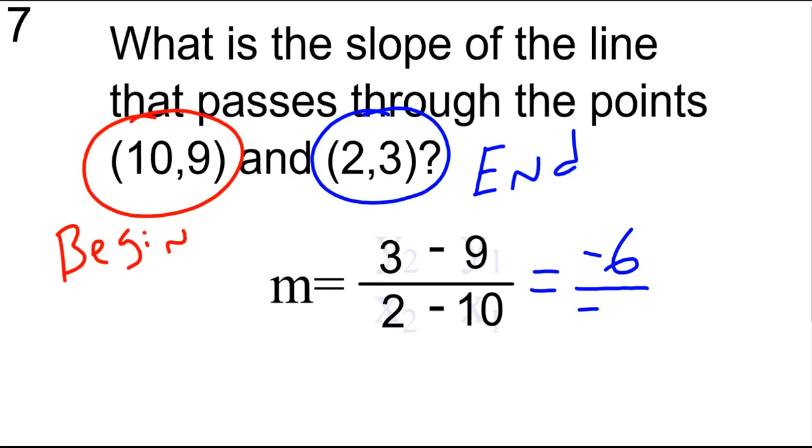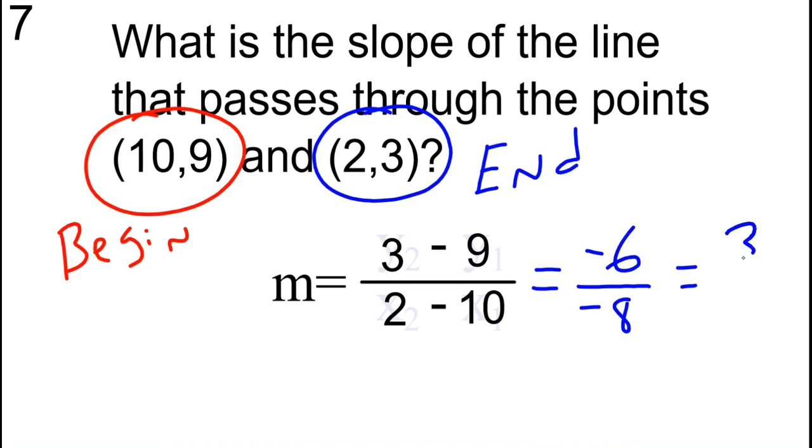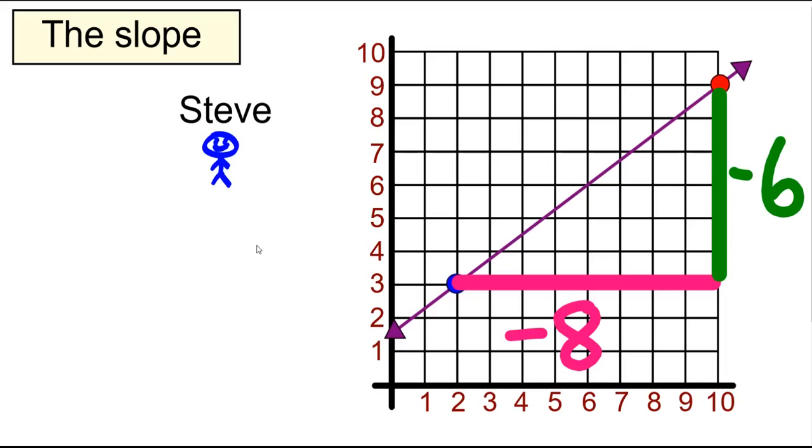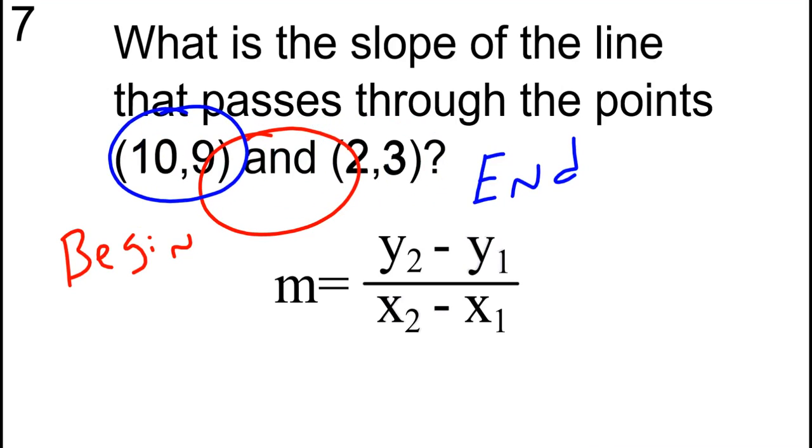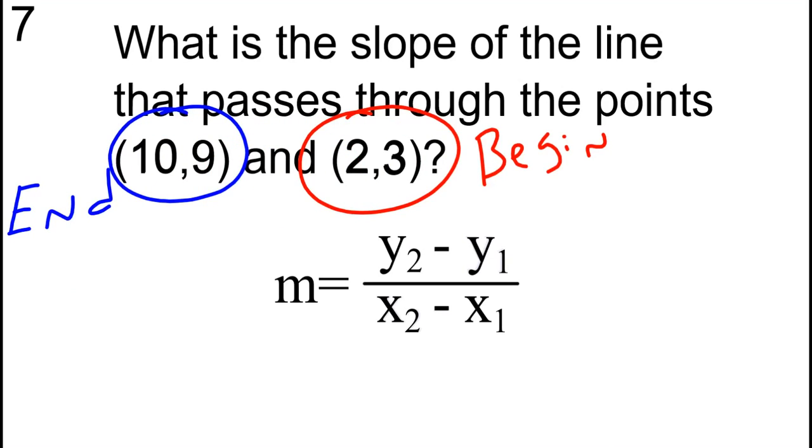2 minus 10 is negative 8. This fraction reduces to positive 3/4. And we see the values that we already obtained in the graphs. Since this is the first time we have used this formula, let's switch the beginning and end points to make sure that it does not matter which one we pick as the beginning or as the end.